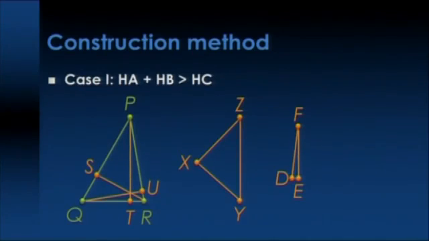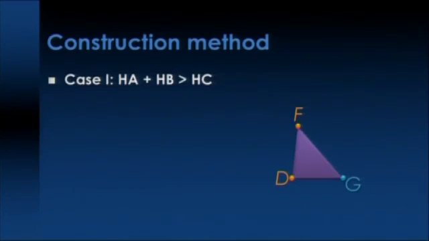So we copy the angle X in right triangle DEF so that D is equal to X, and such that EF is equal to HA. And we extend DE to G such that G is at a perpendicular distance of HC from DF. Then DFG is the triangle that we need.